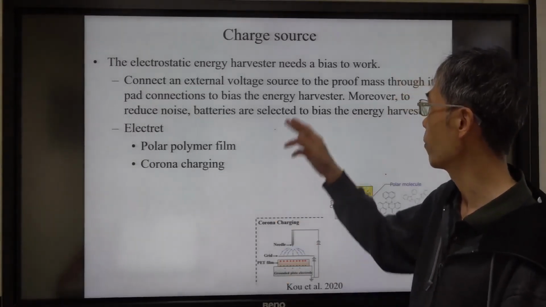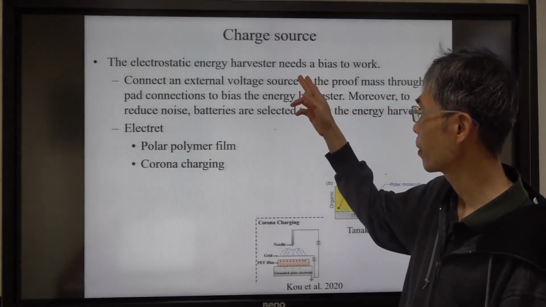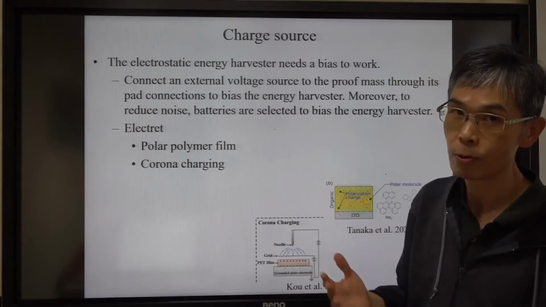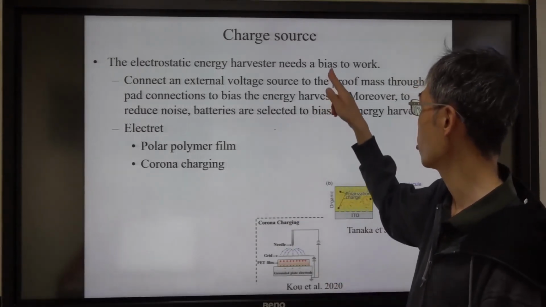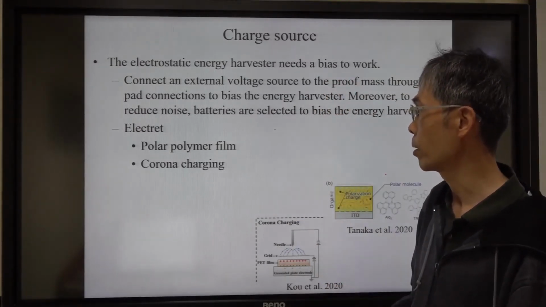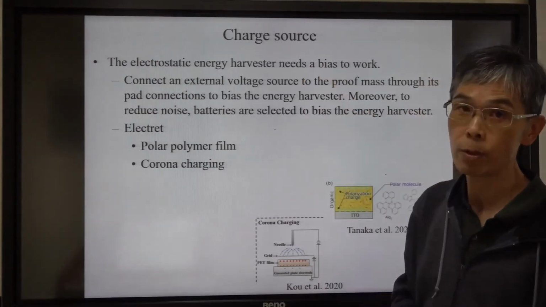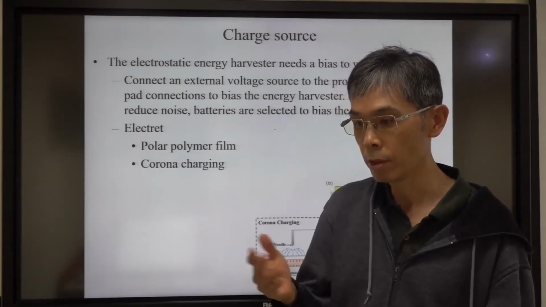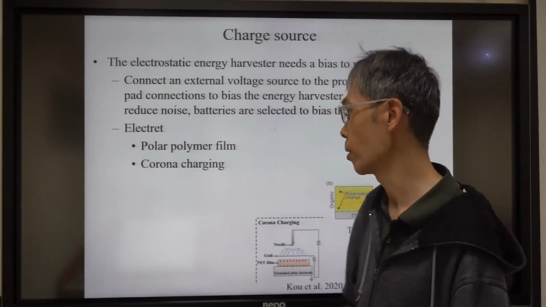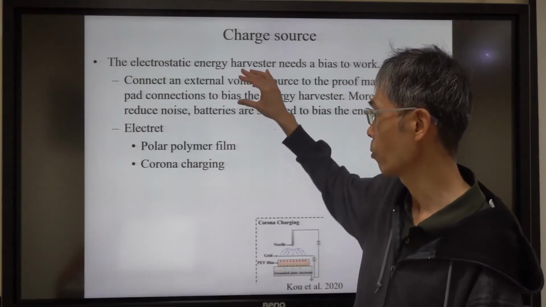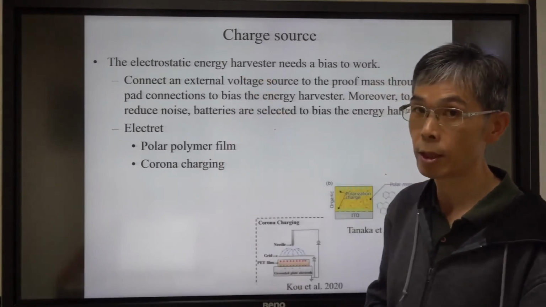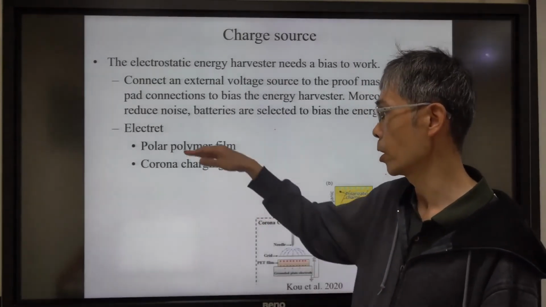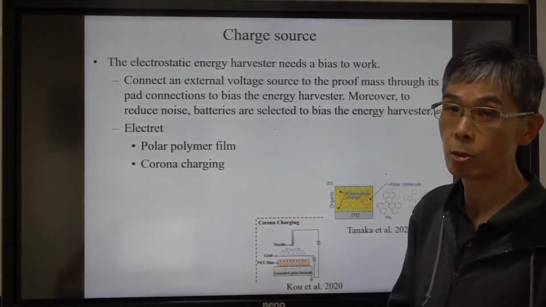Then, say for this, either we use charge electret or we create a potential, a bias. But this way, it's not good because from the standpoint of energy harvesting, we don't need the external energy supply to convert energy. We prefer to use the electret to convert the energy automatically.